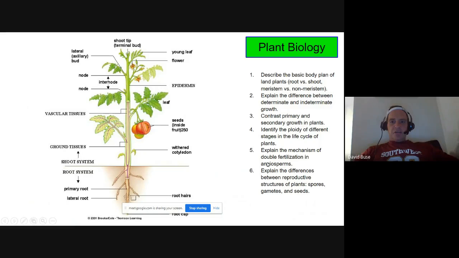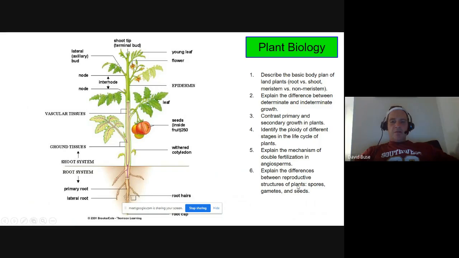Double fertilization in angiosperms, so flowering plants have a double fertilization inside the seed. The first fertilization is for the embryo, and the second fertilization is for the endosperm, which provides nutrients for the developing embryo. Number 6 down here says explain the differences between the reproductive structures of plants.